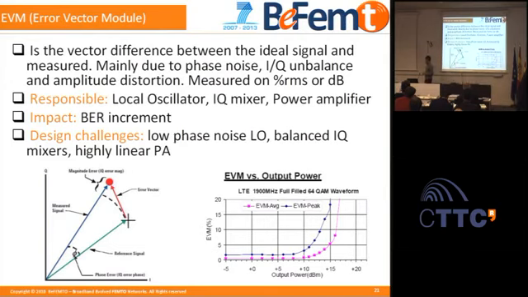specification for LTE-Advanced. Okay. If you want to have no problem with this, you have to design a low phase noise local oscillator, which is in line with the previous slide. You have to have a balanced IQ modulator in the I and Q branches. The I and Q imbalance can also provide problems on this parameter, and the main contribution is the power amplifier, its linearity. Okay.